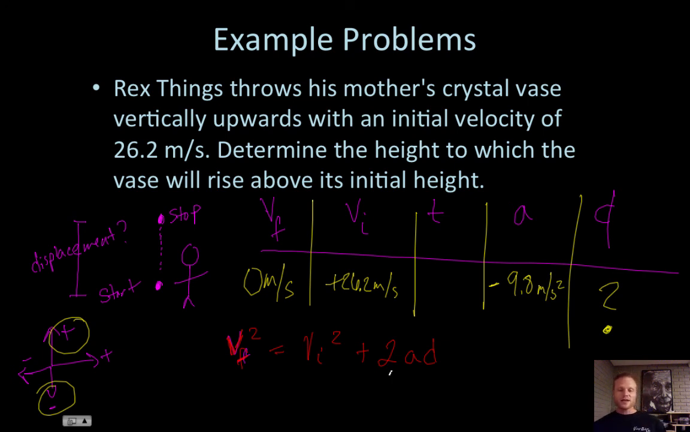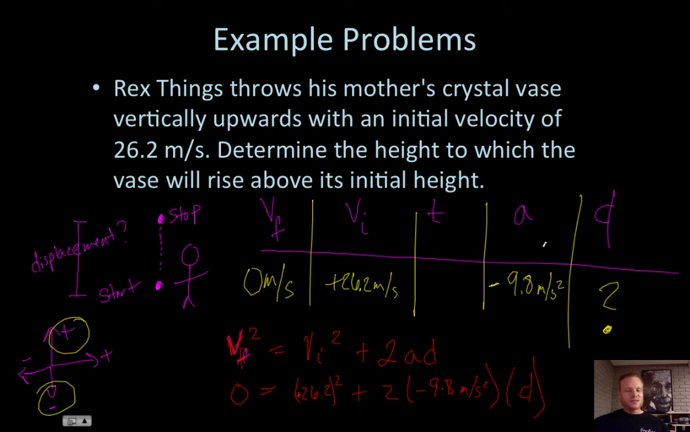Okay? So now that I have an equation down, I can start to plug numbers in. So what is my V final? My V final is 0, right? So this just becomes 0 equals V initial, which is 26.2, and I forgot to put the positive sign. I will do this often. And that's squared, plus 2 times, what's the acceleration? It is negative 9.8 meters per second squared times d.